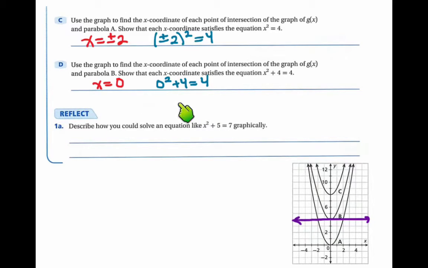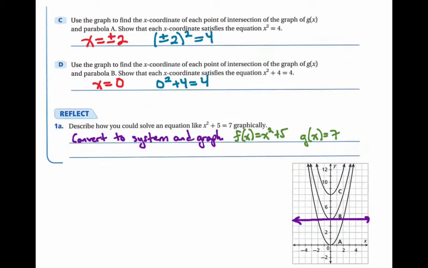How would we use exactly what we did here to solve this equation graphically? We would convert both parts of this equation. We would convert it to a system and we would graph it. So we would have f of x equals x squared plus 5, because that's the left side of the equation. We would also have g of x equals 7, because that's the right side of the equation. And we would graph it and we would find the x-coordinates of any intersections. And then those would be our solutions. Those would be our x values.